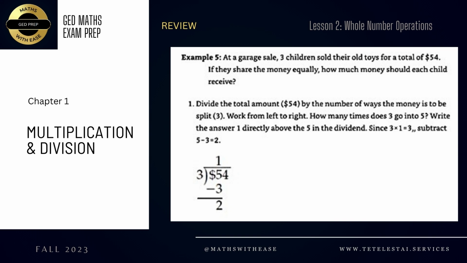We know that 3 goes into 5 one time. 3 times 1 is 3. So you subtract 3 from 5, and we're left with 2. But we're not done. We're going to bring down the 4. And now we have 24 left over in our partial division that we still need to divide. So 3 goes into 24 8 times. 3 times 8 is 24. 24 minus 24 is 0. We have 0 remainder, so our answer is 18. Because 3 goes into 54 18 times, each child should receive exactly $18.